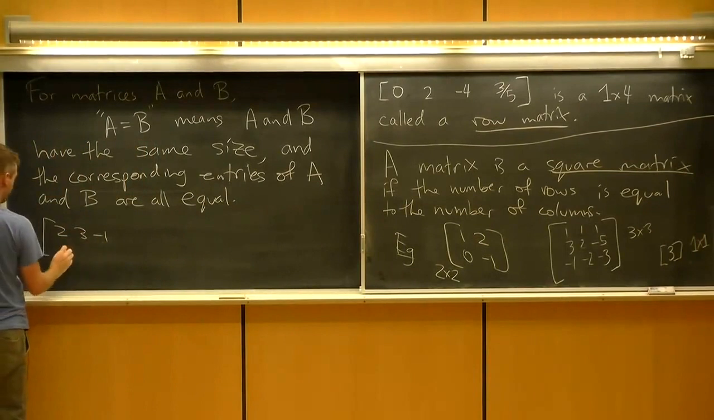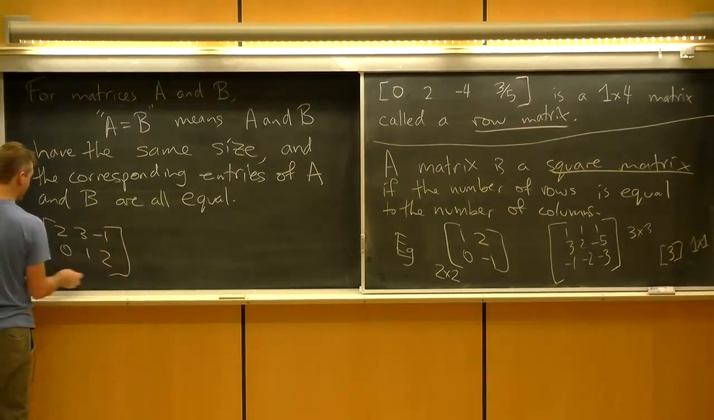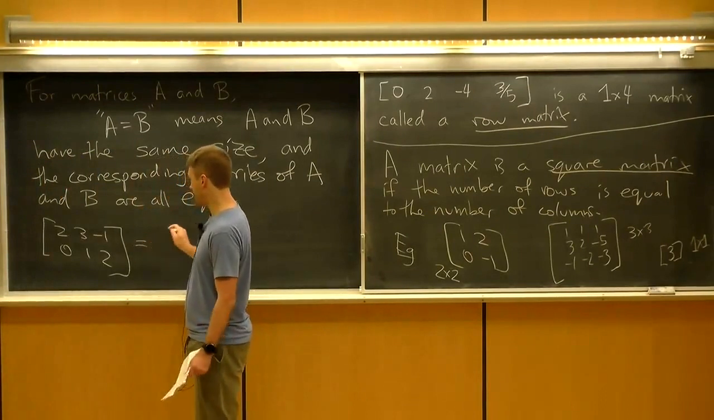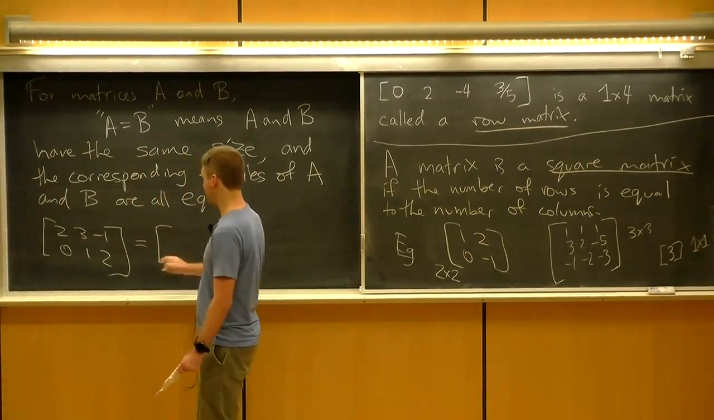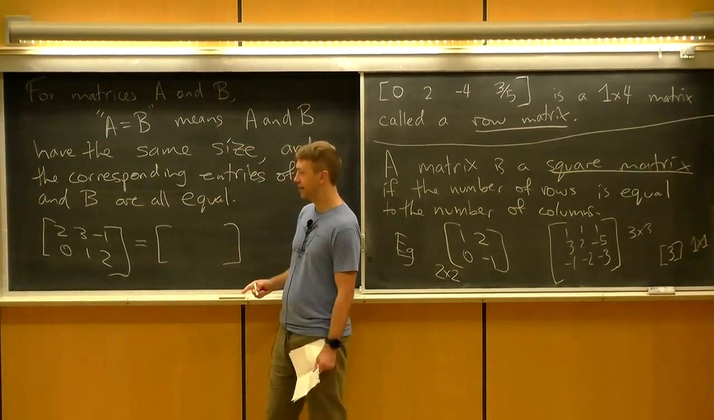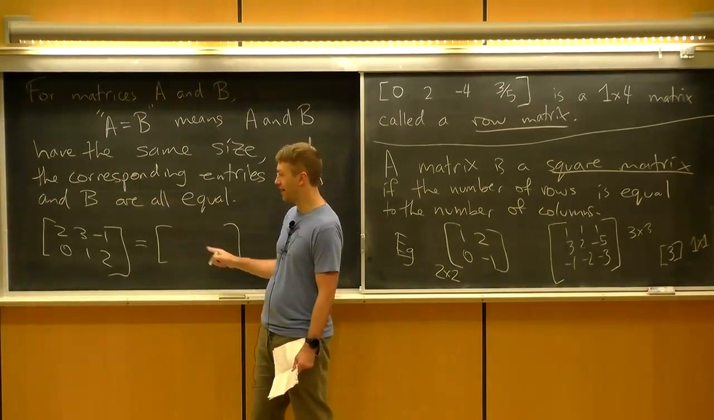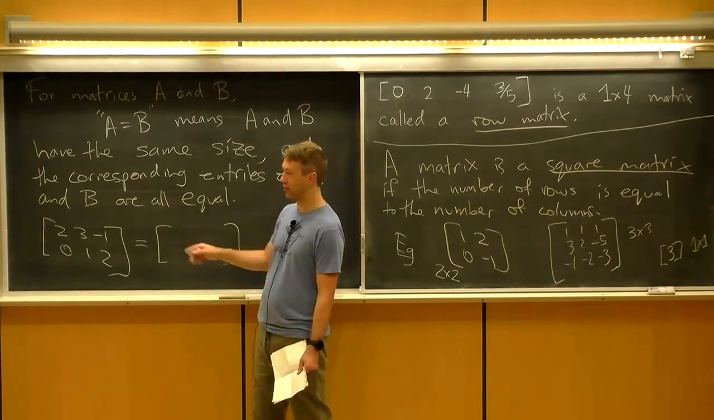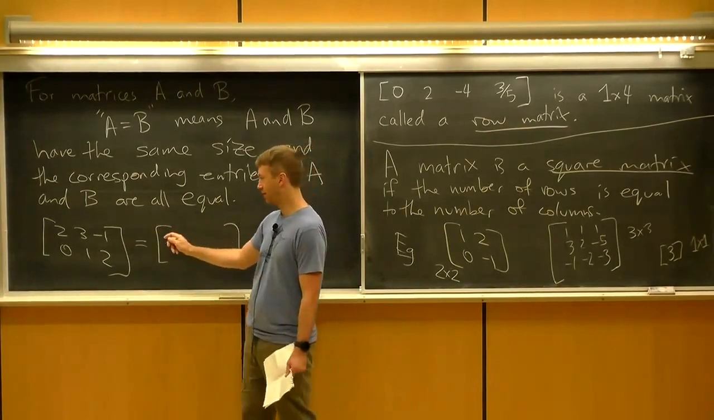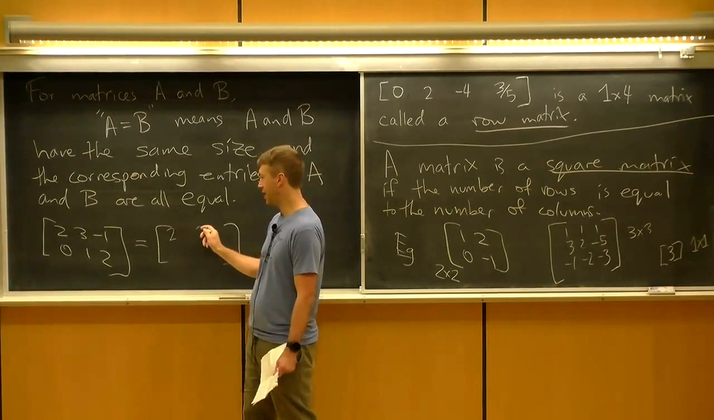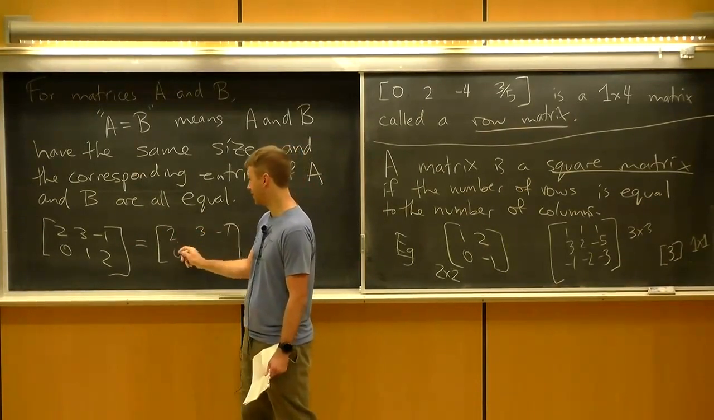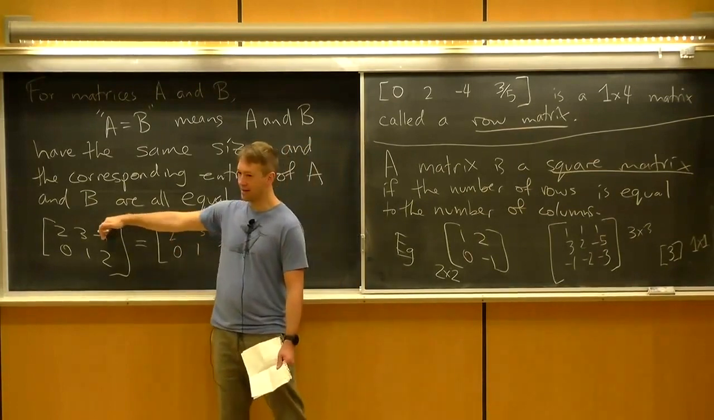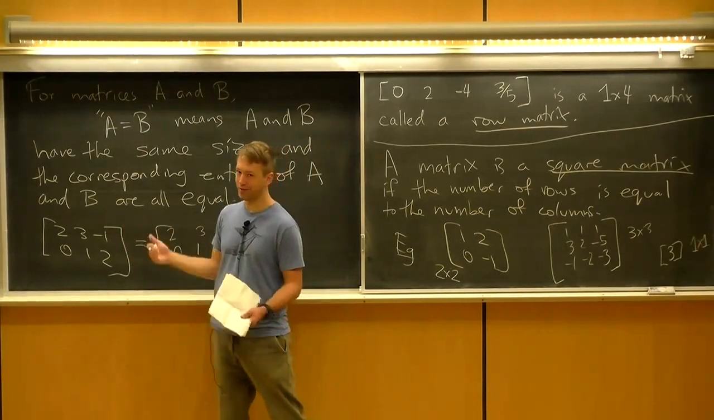If this matrix here is equal to another matrix, well, that matrix has to be 2 by 3, and it has to have all the same numbers in all the same places, right? So to be equal, they have to have a 2 here, a 3 here, a -1 here, 0 here, 1 here, 2 here. They have to be the same size, and every entry has to be equal.